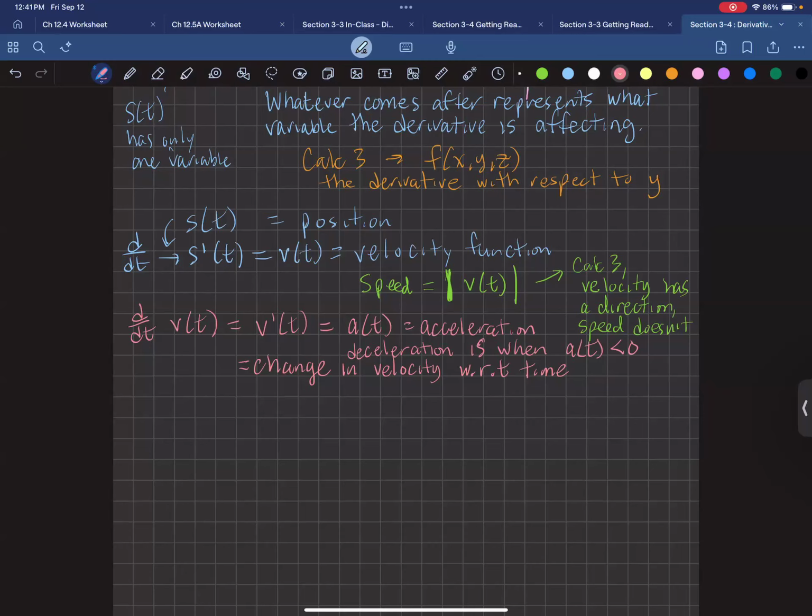I don't know if that looks right. There's only one c. Why does acceleration have two c's, but deceleration only has one c? That looks funny, but I'm pretty sure that's right.